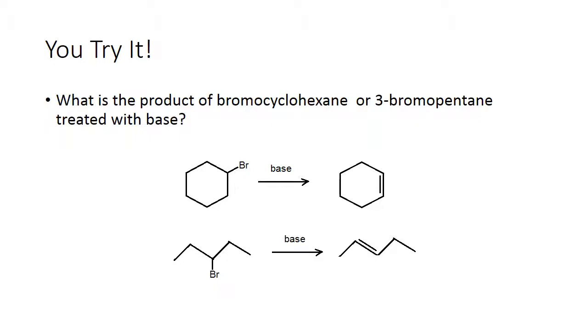When 3-bromopentane is treated with base, what happens? We get an alkene also. And this is the alkene. These are old reactions. You ought to be able to do these relatively easily.